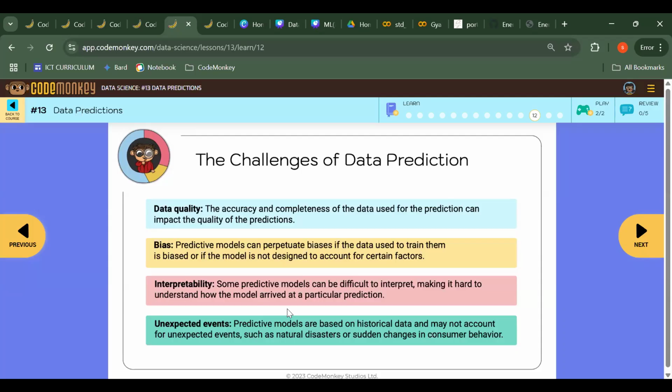Unexpected event divergence. For example, you might guess that everyone will play outside today because the sun is shining. But suddenly, some helicopters come, and instead of playing, everyone is rushing to look at the helicopter. The unexpected event will also affect the data predictions.